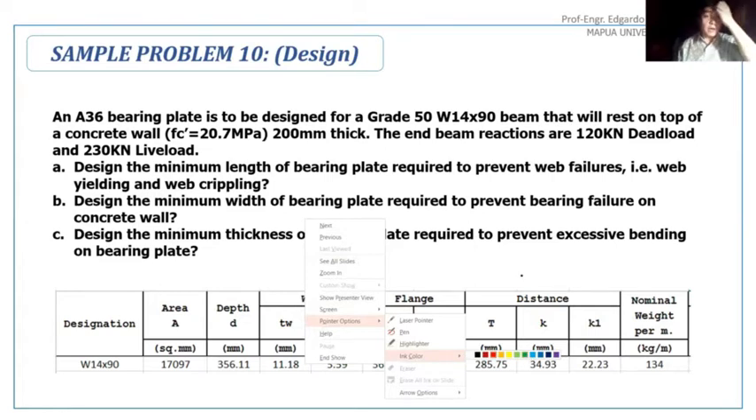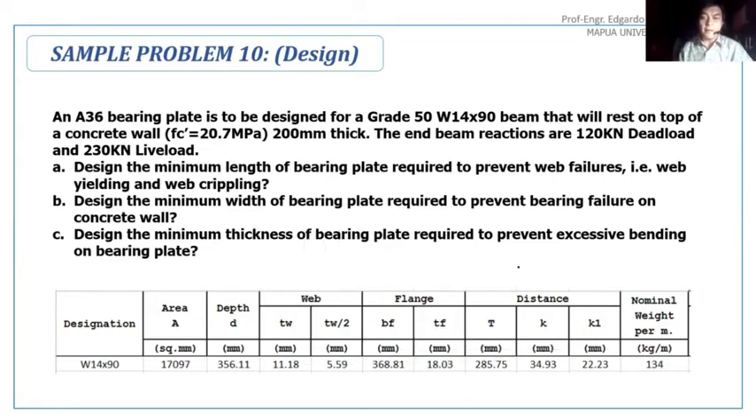Okay. Now, it was also given in the table or in the slide the properties of the given beam section, the W14 by 90. So we need all of those.